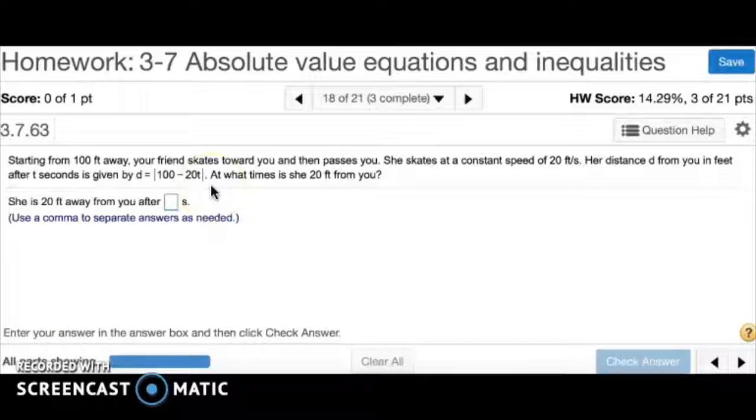Number 18. Starting from 100 feet away, your friend skates towards you and then passes you. She skates at a constant speed of 20 feet per second. Her distance d from you in feet after t seconds is given by d equals the absolute value of 100 minus 20t. At what times is she 20 feet from you?